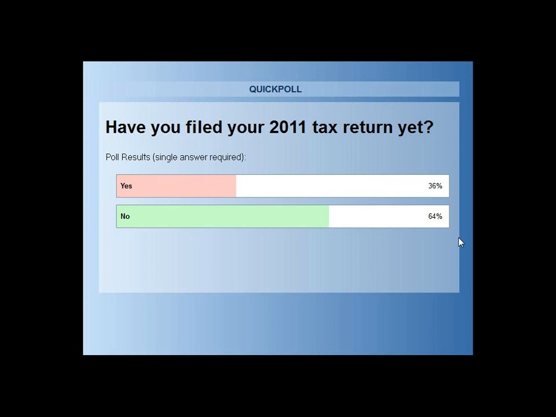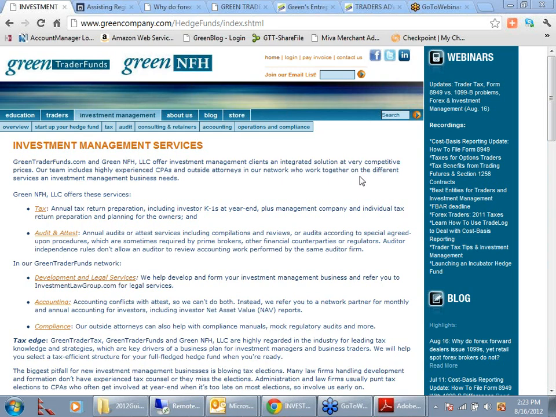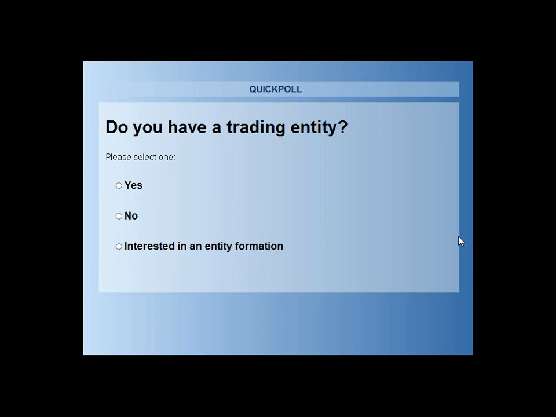Now, if you were not trading securities and you had a simple futures 1099, things were clear, you were okay to file earlier. So that's good numbers. I'm glad to see it. Let's ask the next question. Do you have a trading entity? So yes, no, or you're interested in an entity. So let's get your answers in there.